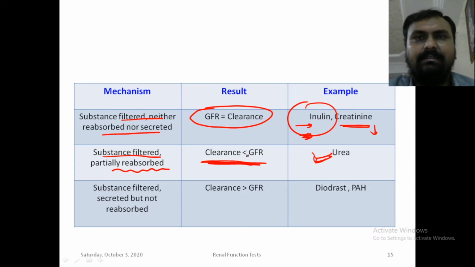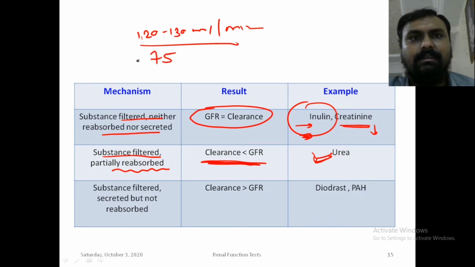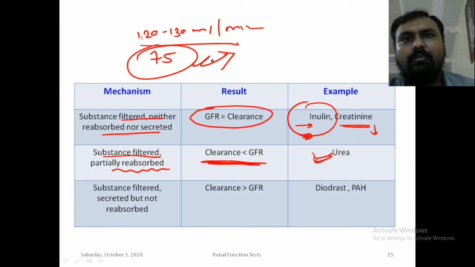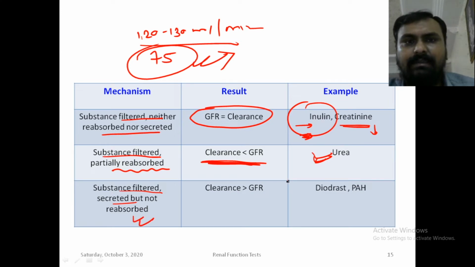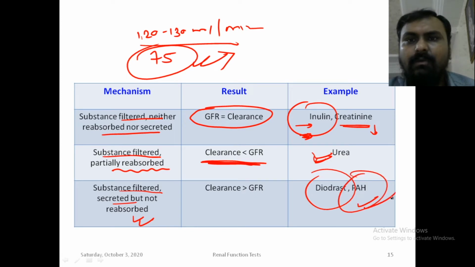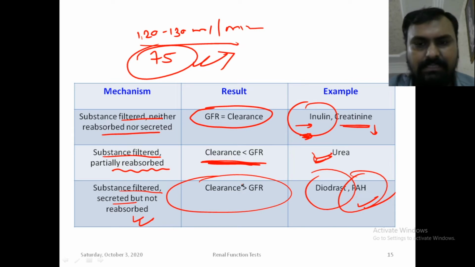So GFR is around 120 to 130 ml per minute, right? But for urea clearance, it is around 75, because most of the urea is reabsorbed. Then a substance which is filtered and secreted but not reabsorbed, like diodrast and para-aminohippuric acid. In that case, clearance will be more than the GFR.